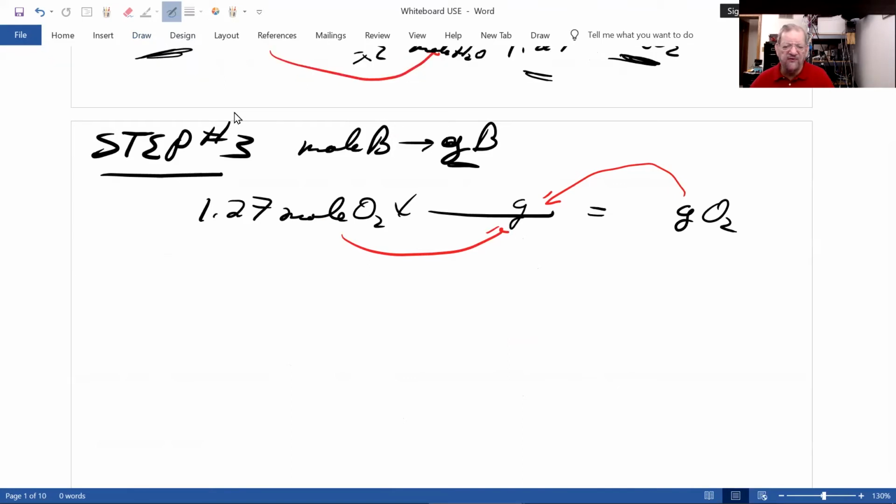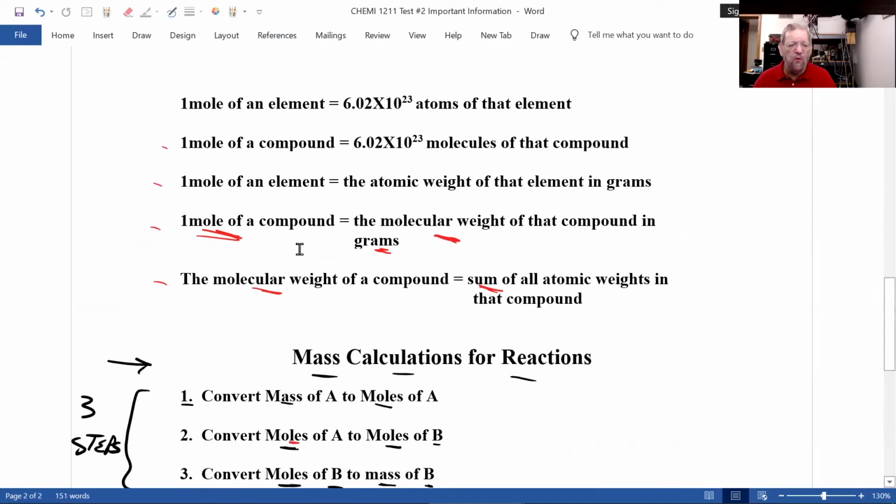Here I have grams of oxygen. Here I have moles of oxygen. And I forgot to do it in step two, but I'll do it here. Check to make sure moles divided by moles of oxygen cancel out. I'm left with the right units I want my answer in. Where do we get those numbers in the ratio? 1 mole of a compound equals the molecular weight of that compound in grams. And the molecular weight of that compound is the sum of all atomic weights.